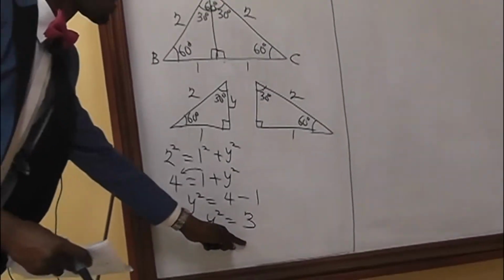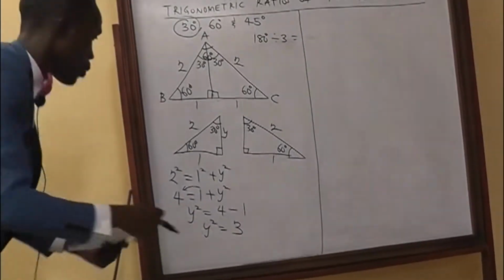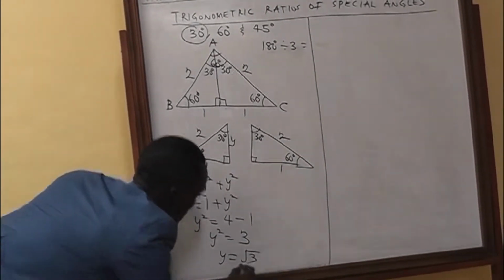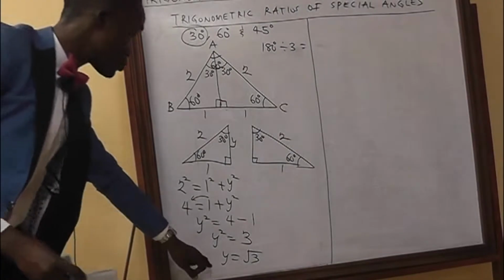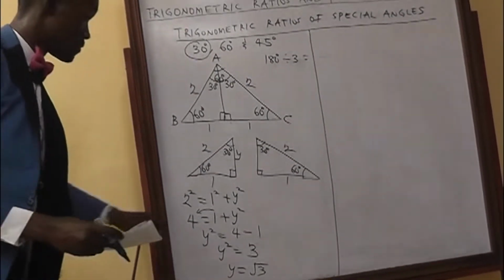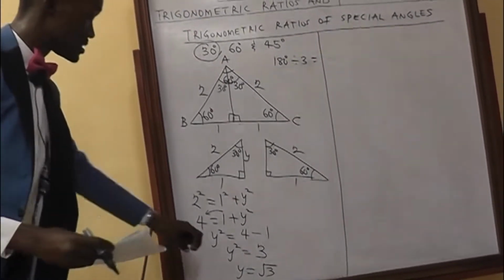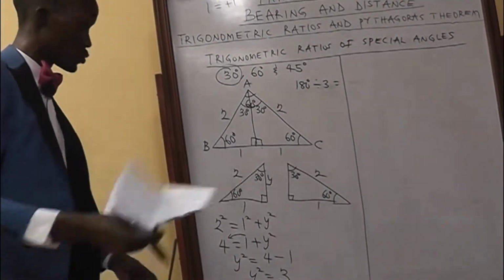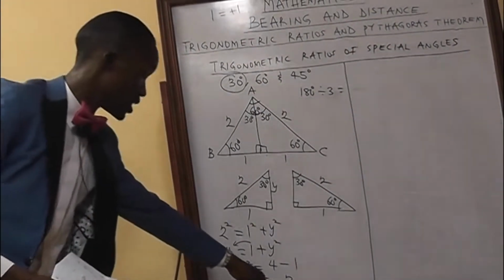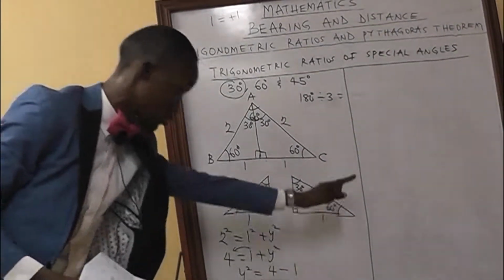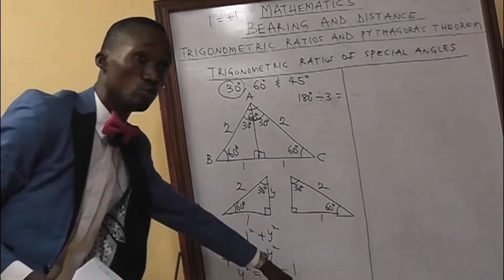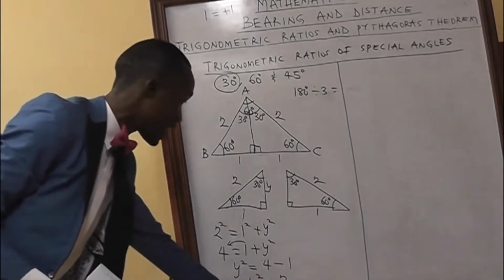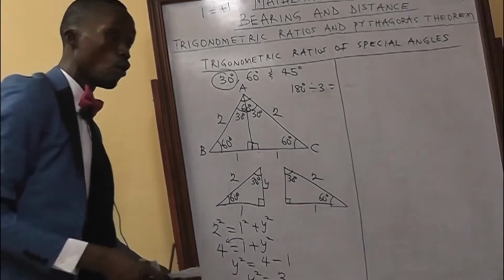Since 3 is not a perfect square, what we just have there is that y is equal to square root of 3. The perfect squares that we have are 1, 4, 9, 16, 25, 36, and so on. So this one, if you should take the square root without calculator, there's nothing we can do. If you don't have a calculator or 4-figure table, we cannot get this. So it's better we leave it as root 3 over 2.